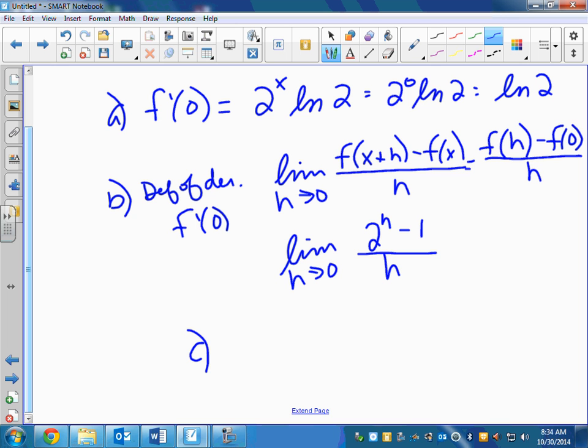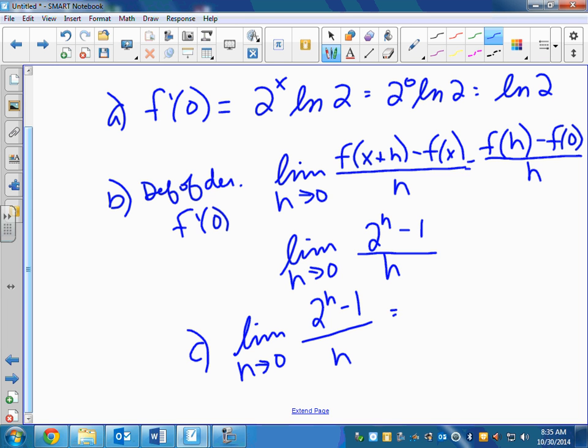So then on part C, it says, oh, deduce, there you go, deductive reasoning, the exact value of the limit as h approaches 0 of 2 to the h minus 1 over h. Which means they don't want you to make a chart. They don't want you to try to pick values closer and closer to 0. They want you to say, oh, this is the derivative of 2 to the x at 0.